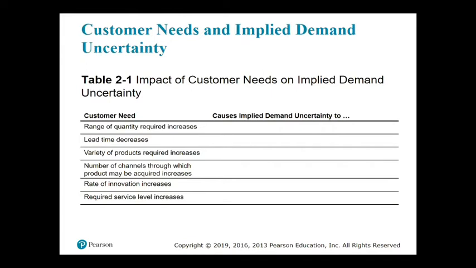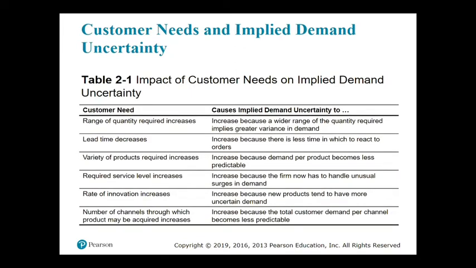So one part of the uncertainty in the supply chain comes from demand uncertainty. And we talked about various elements of demand uncertainty, including the variety of quantities that customers require, and the lead time by which companies are supposed to deliver their product to customers. So as the range of quantities required increases, and as the lead time decreases, we expect demand uncertainty to rise.